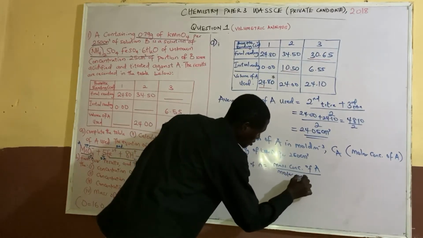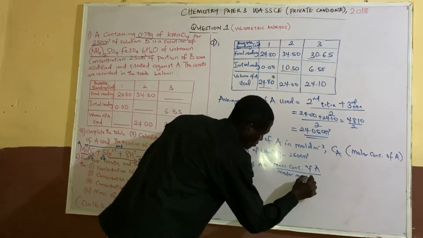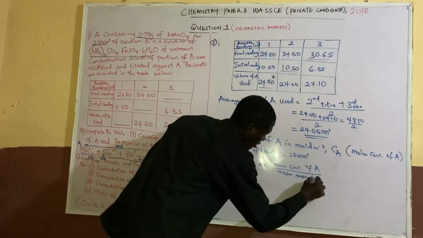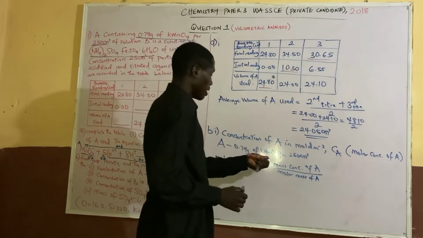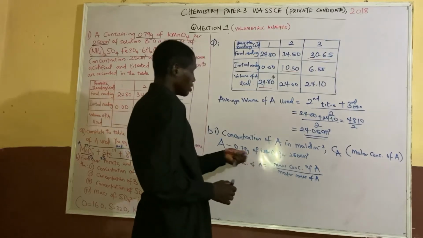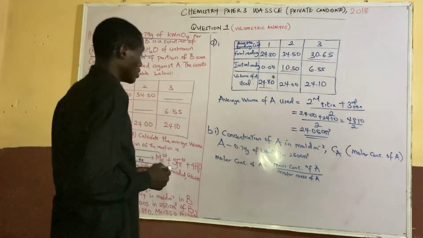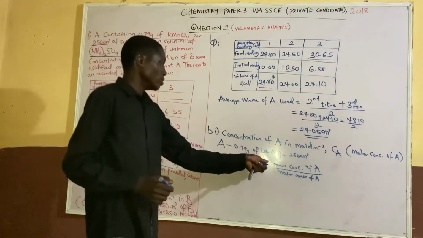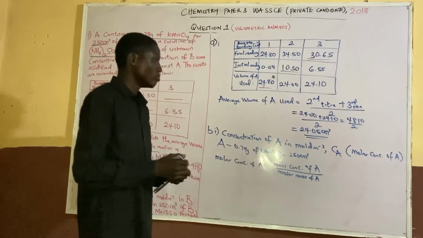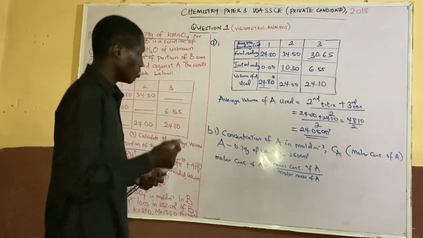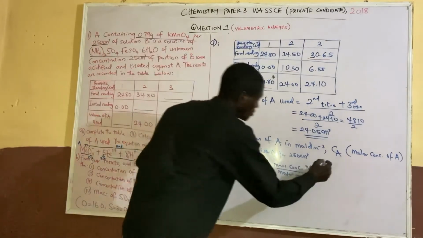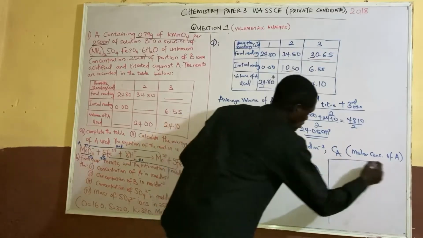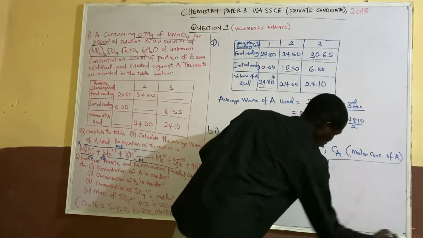Molar mass of A. How do we go about that? We know that our mass concentration can be obtained from what is given in the question, which is 0.79 gram of KMnO4 per 250 cm³. Let's quickly do that here so that we can substitute it.